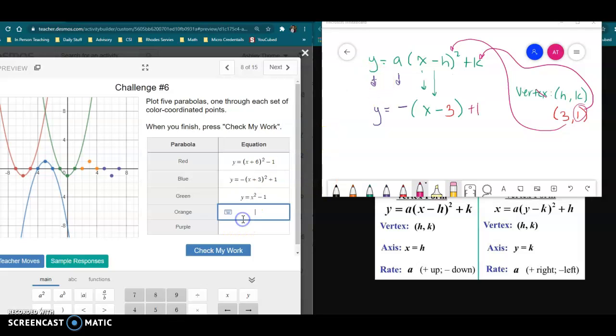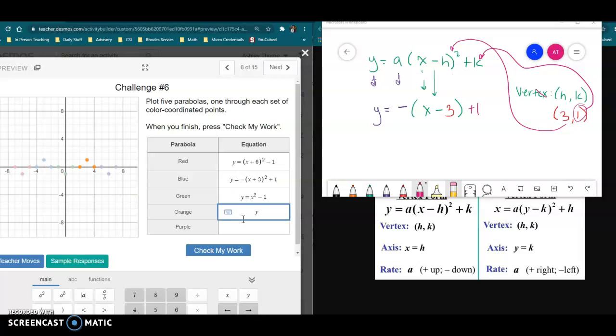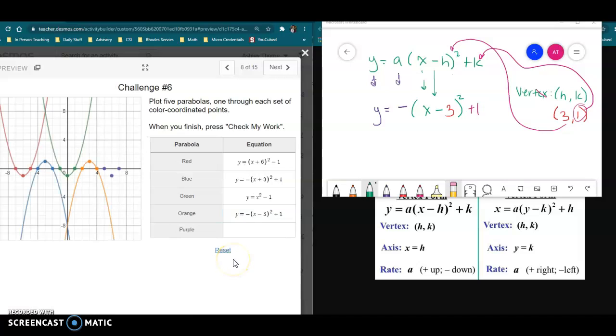Now let's see if the formula has not failed us yet. Y equals negative, parentheses, x minus 3 squared. Oops, I forgot the squared here. Forgot to bring it down. Don't forget that. Plus 1. Perfect. This equation works every single time to help us find the vertex and even help us graph it.